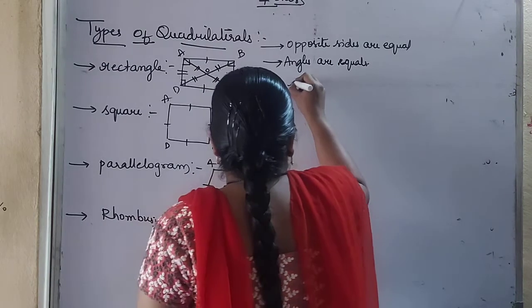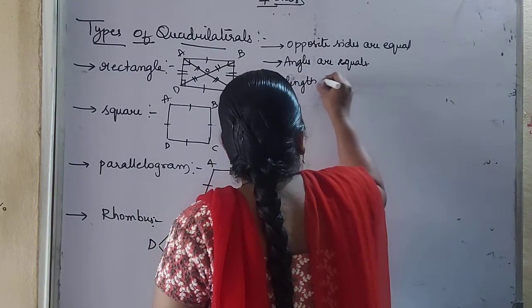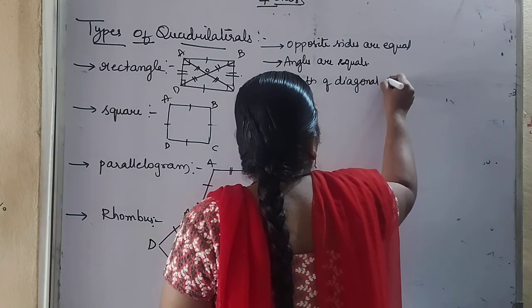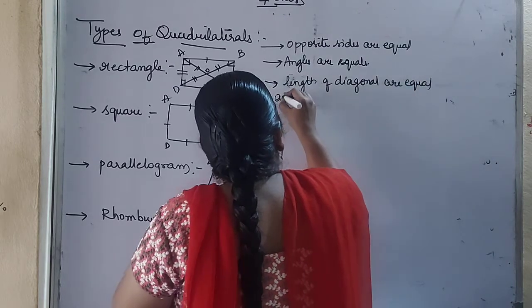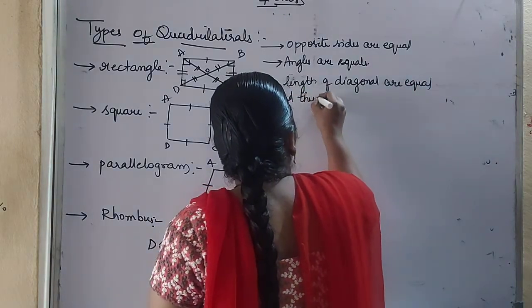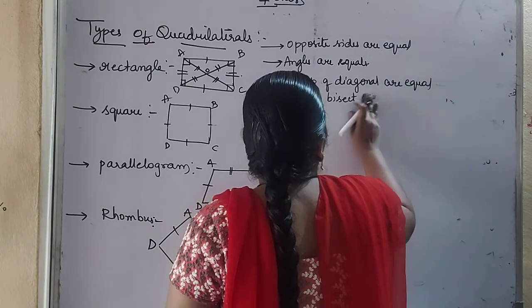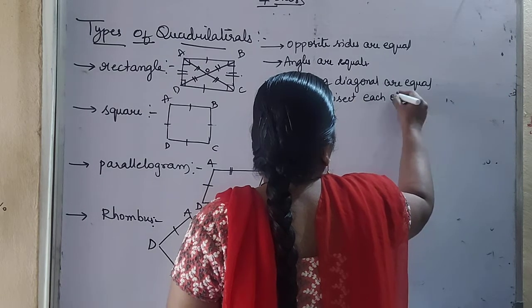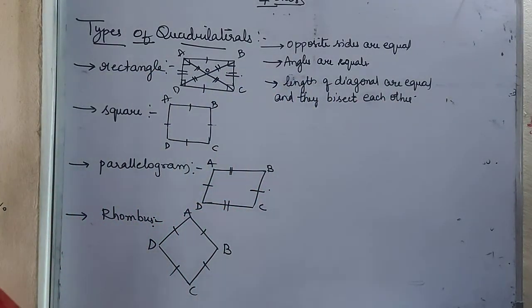So what can we write? Length of diagonals are equal and they bisect each other. So the lengths of the diagonals are equal and they bisect each other. So these are the properties of the rectangle.